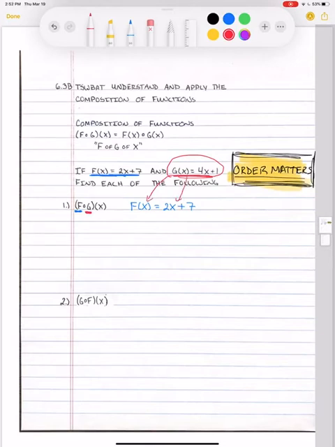Now remember, f of x is the name, okay? It's not going to change, so I need to make sure I keep my name. I'm going to plug g in, though. F of, instead of x, I have g of x. On this other side, I have 2x plus 7, but instead of x, I'm plugging in what g is. G is 4x plus 1. I'm actually going to change this color right here, g of x.